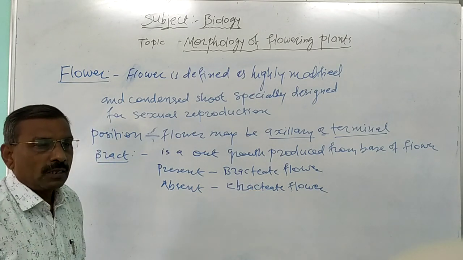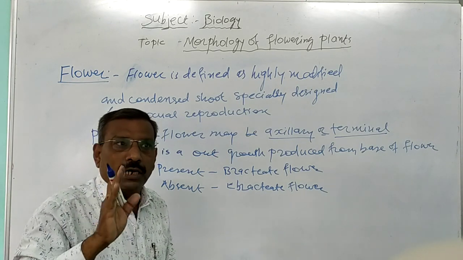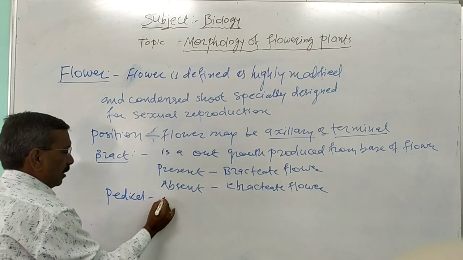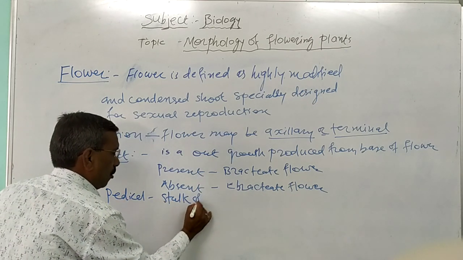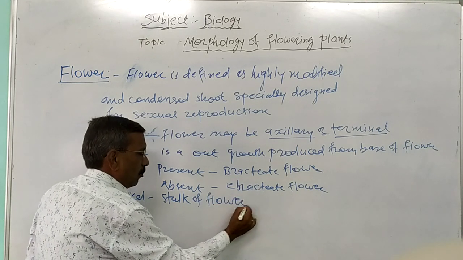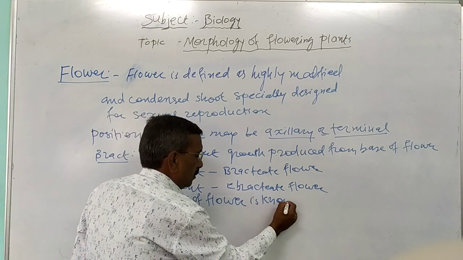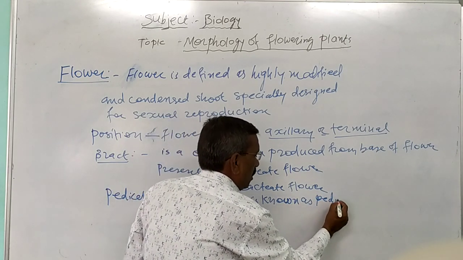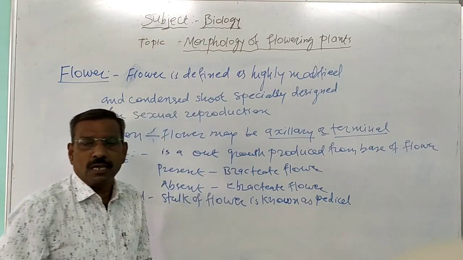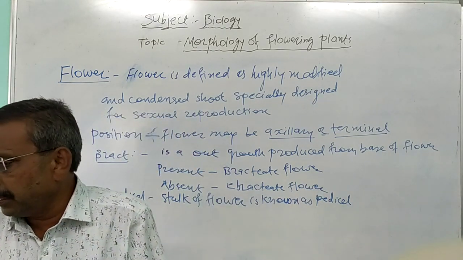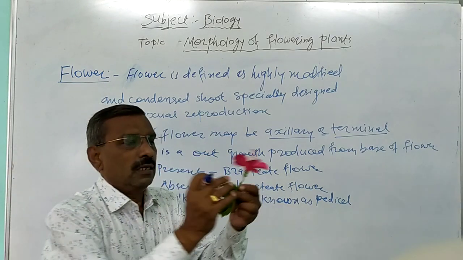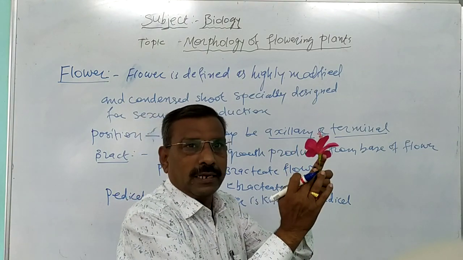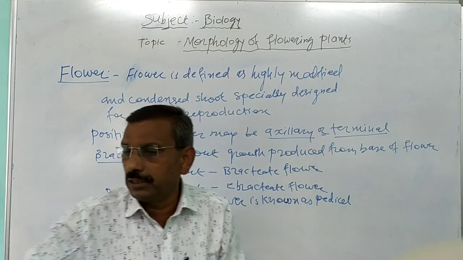The next one is that a flower may be with or without a pedicel. Now, what is a pedicel? Pedicel is the stalk of a flower. A stalk of a flower is known as a pedicel. Now see in this flower, this one is the stalk of the flower. What do we call the stalk of a flower? We call it pedicel. This flower has a stalk, so this flower is with a pedicel.